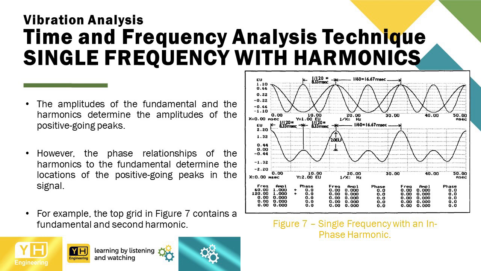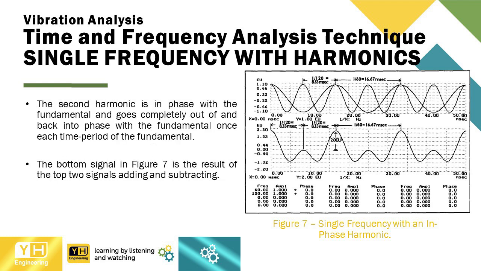The amplitudes of the fundamental and the harmonics determine the amplitudes of the positive going peaks. However, the phase relationships of the harmonics to the fundamental determine the locations of the positive going peaks in the signal. For example, the top grid in Figure 7 contains a fundamental and second harmonic. The second harmonic is in phase with the fundamental and goes completely out of and back into phase with the fundamental once each time period of the fundamental.